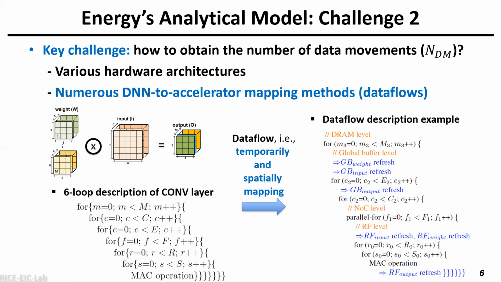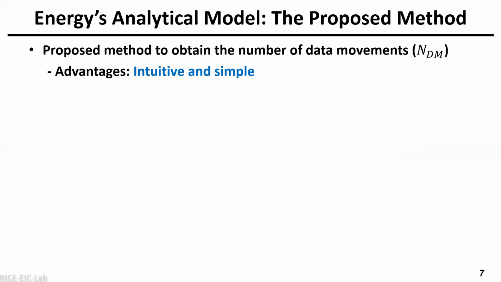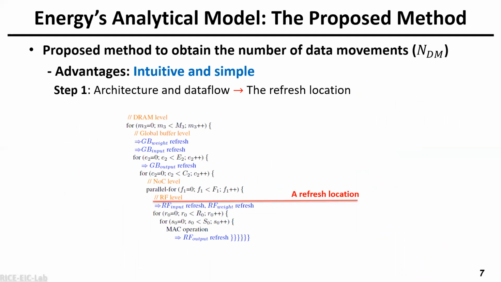We can say that the two aforementioned challenges contribute to the large design space of DNN accelerators, making the total number of data movements the key to obtaining the total energy cost. In the next few minutes, I will use the data flow example here to demonstrate our method to obtain the total number of data movements, and thus energy, which is simple and intuitive. Our method consists of 4 simple steps.